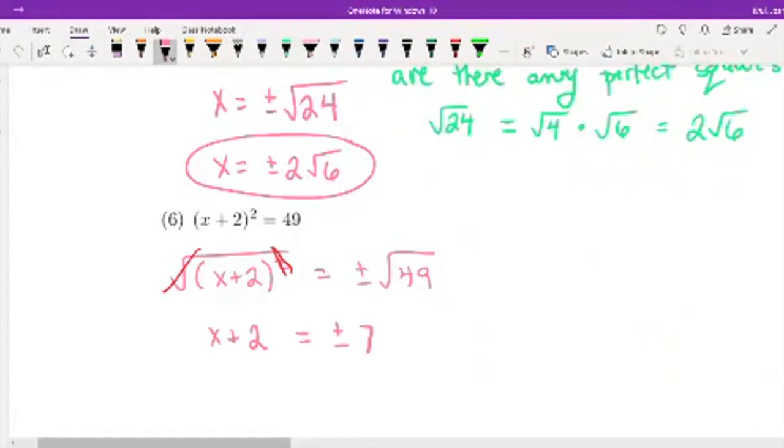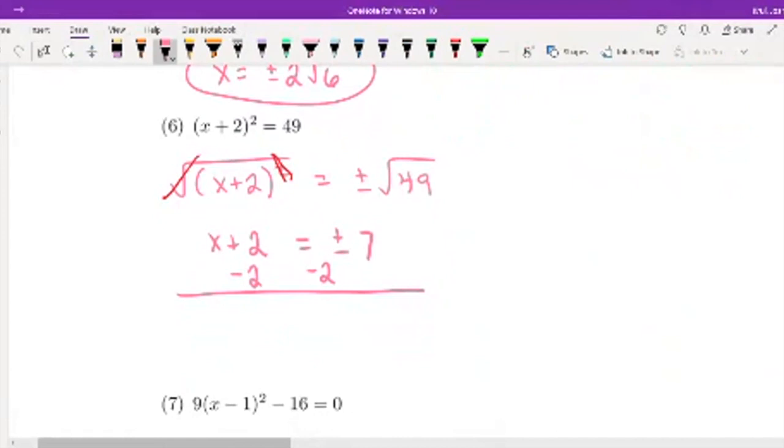The square root of 49 is 7. Now we have to subtract 2 from both sides. But it's very difficult to subtract 2 from two different numbers at the same time. So the way we're going to write it is negative 2 plus and minus 7.